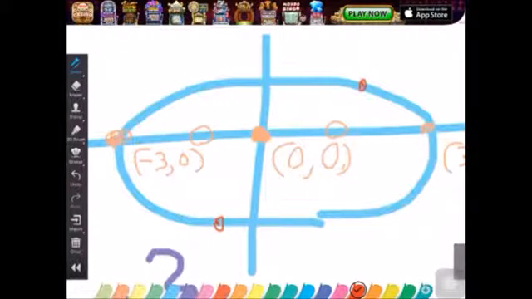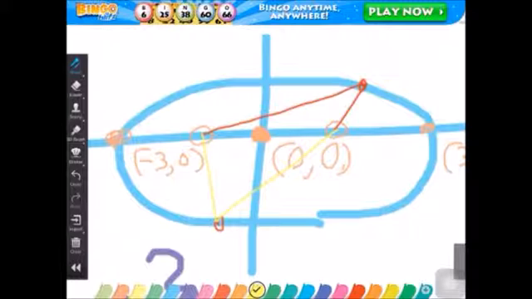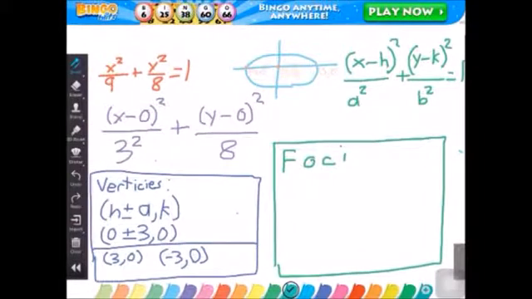Now the trick to these foci is that if you were to measure the distances from both of the foci to a point on the ellipse and add them up, you would get a number that is equal for all the other points too. So these distances right here would be equal to each other. So that's what the foci act as. They kind of determine the roundness of the actual ellipse with that little trick right there.